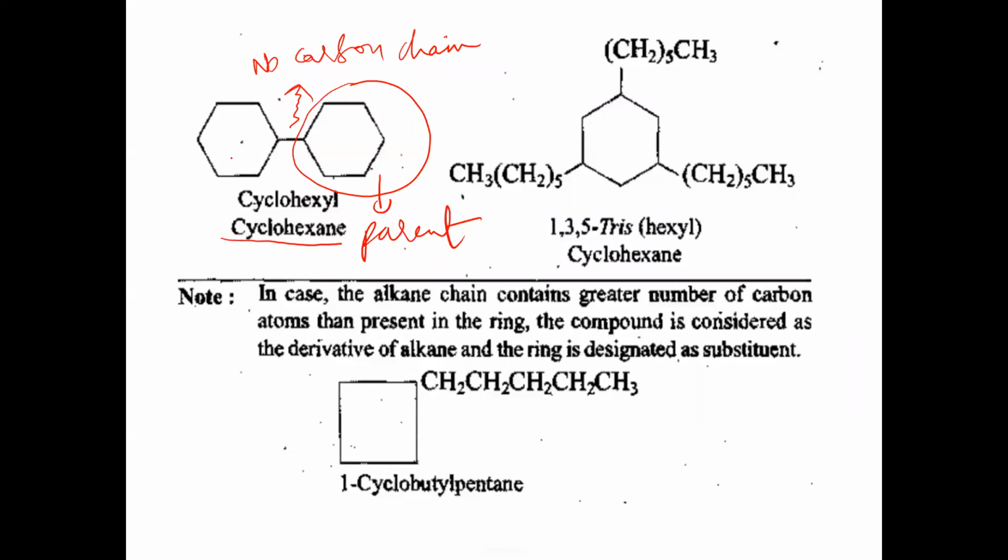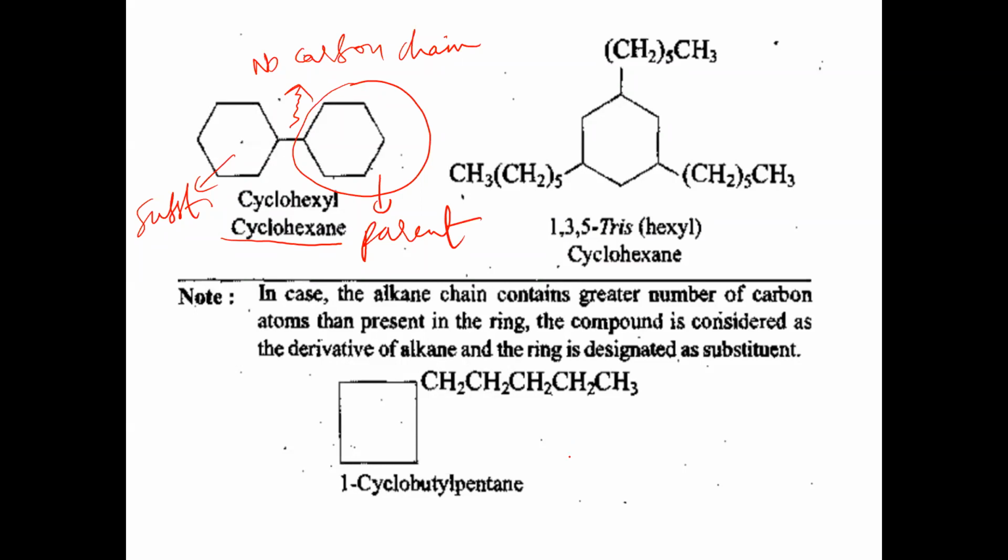And what is the substituent now? The other ring is the substituent. What is the substituent here? Cyclohexyl. So one ring is taken as cyclohexyl substituent, and the other ring is taken as parent compound. So what is the name of this compound? Cyclohexylcyclohexane.